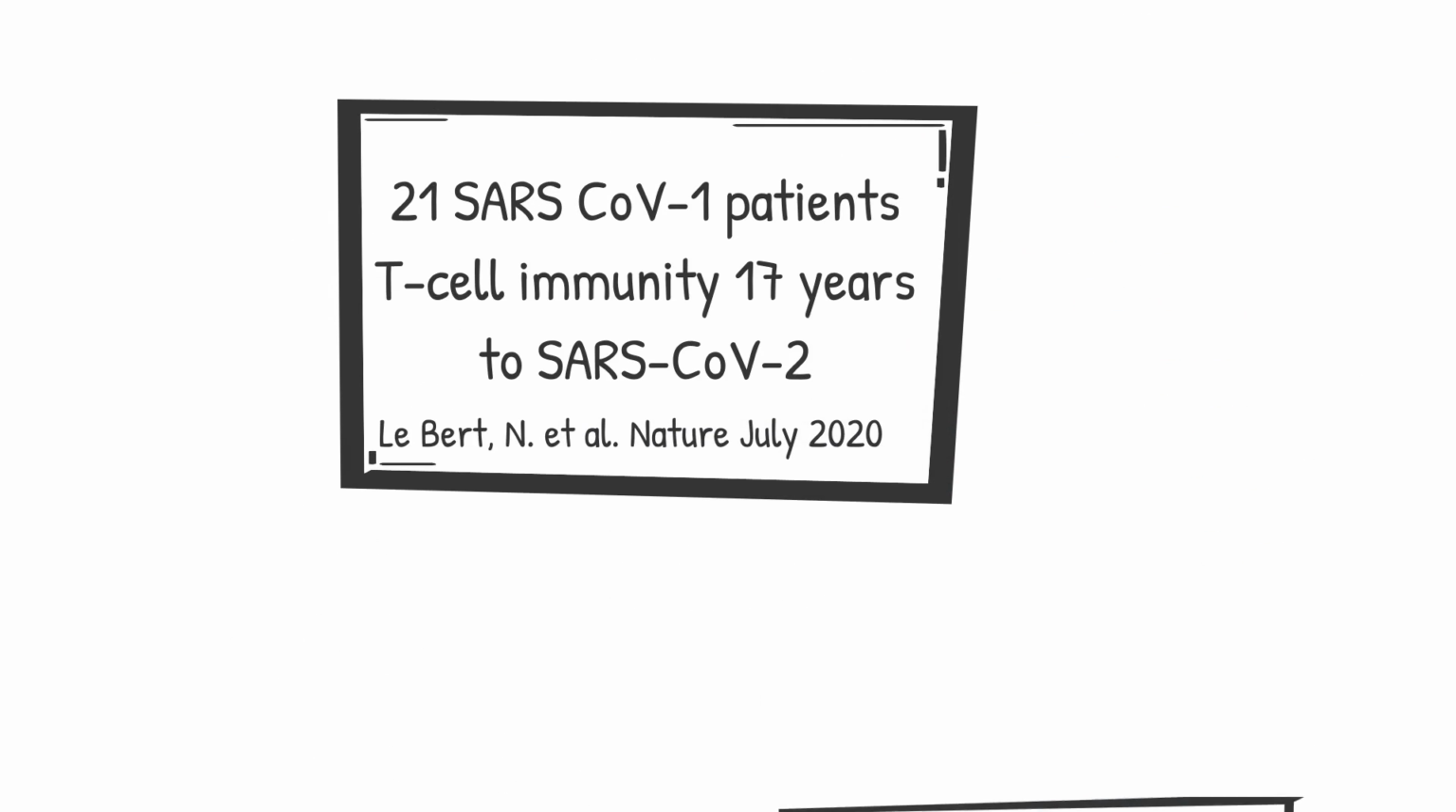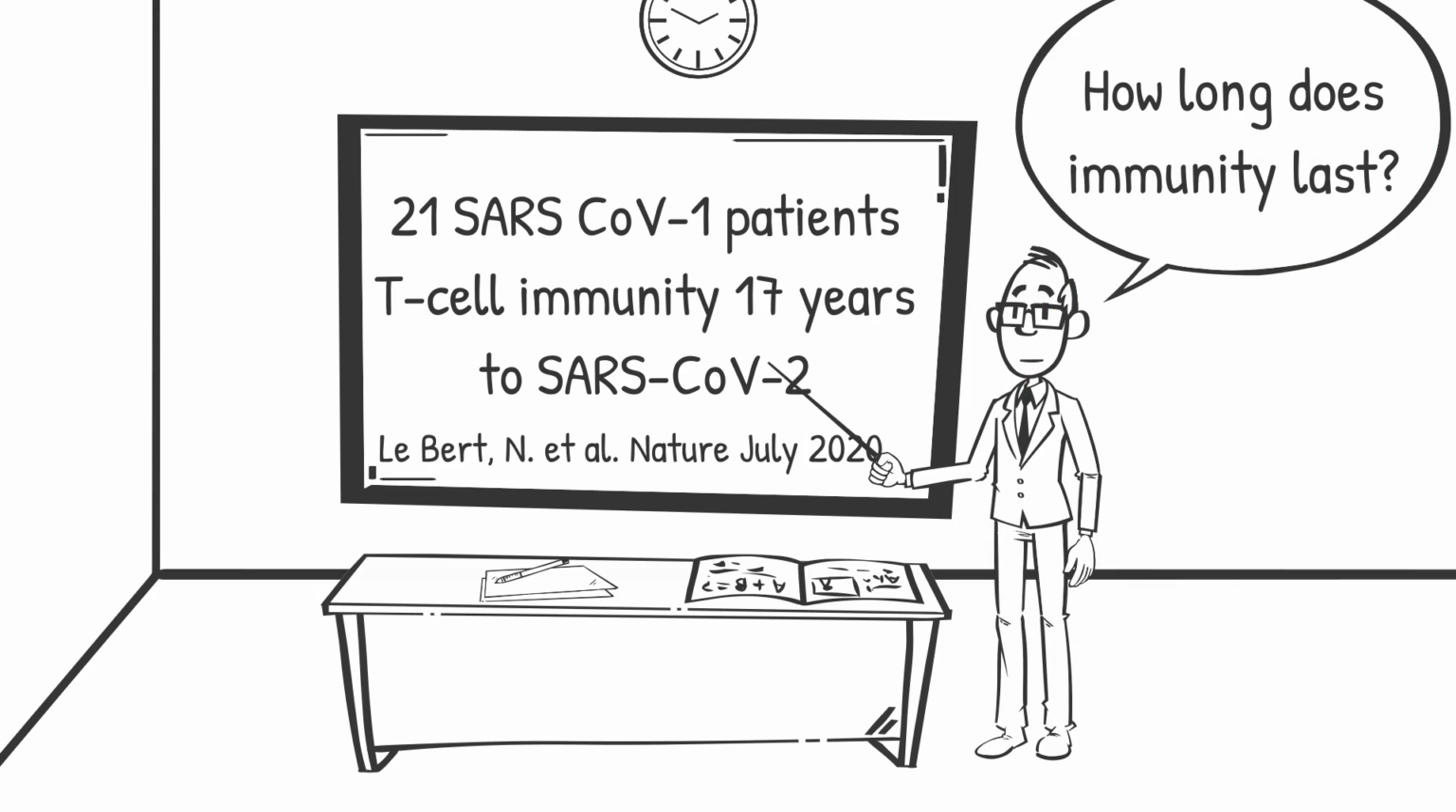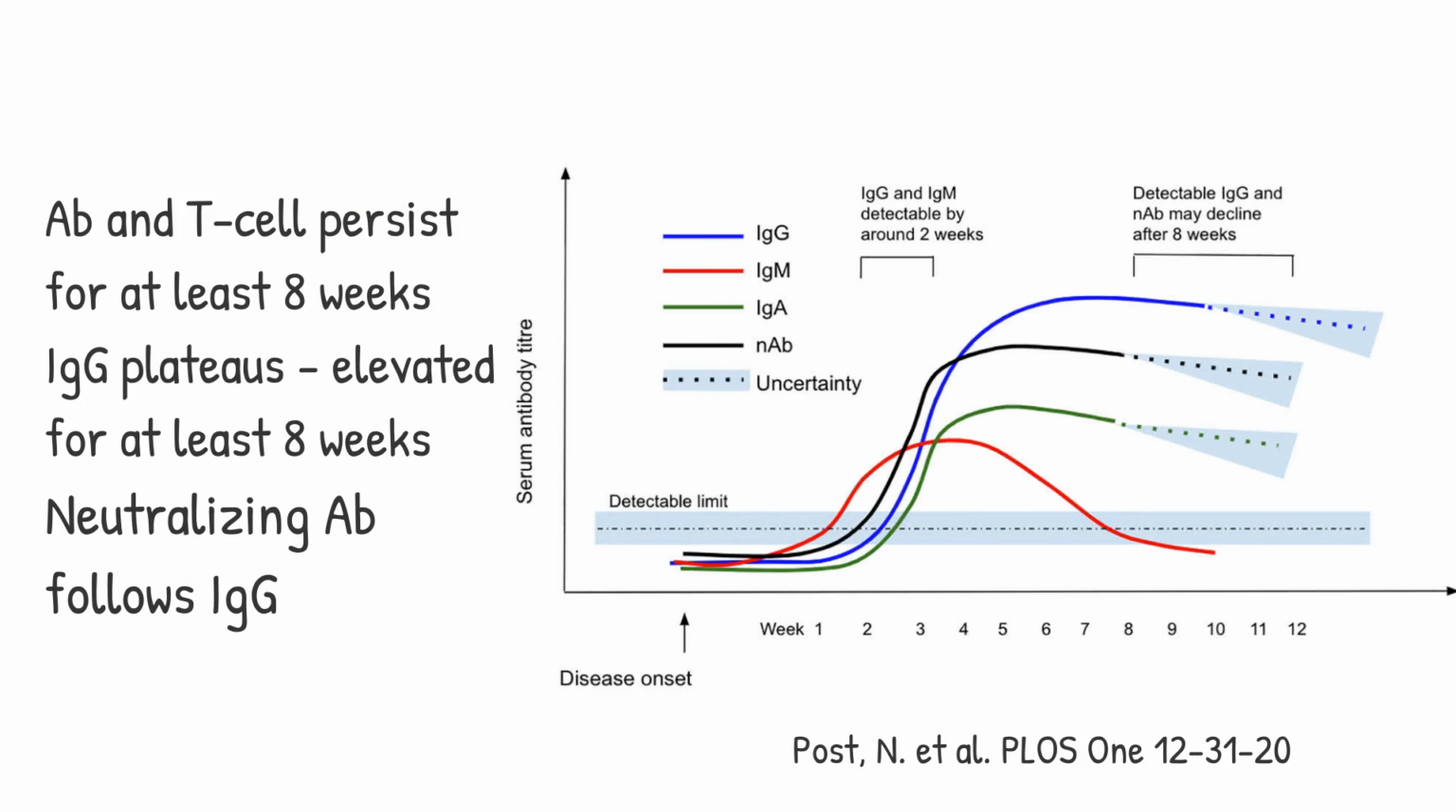To answer this question, investigators looked at 21 individuals who were infected 17 years earlier with SARS-1, the close cousin of SARS CoV-2. They found that their T cells reacted to the nucleocapsid protein from SARS CoV-2, demonstrating long-term immunity. Examination of antibody levels following natural infection has been fraught with methodologic issues with regards to answering this question. We do know that mild infection induces lower immunoglobulin levels than more severe infections.